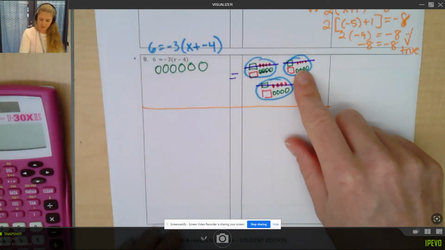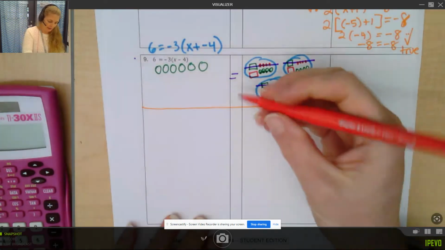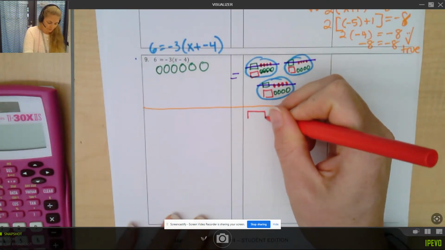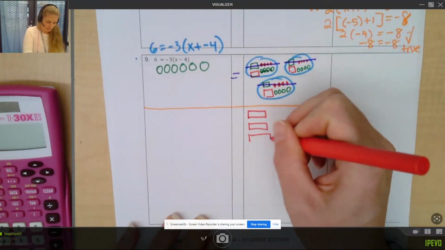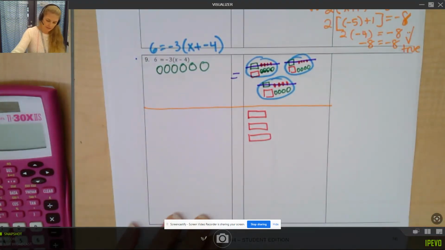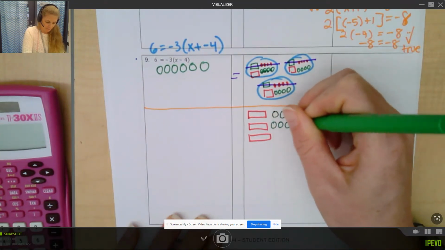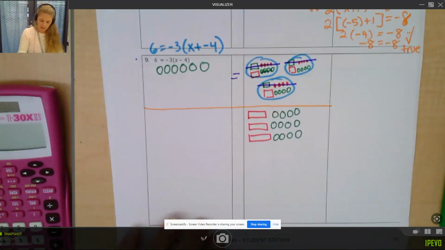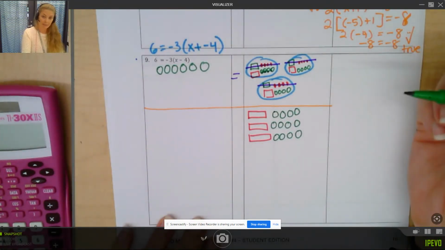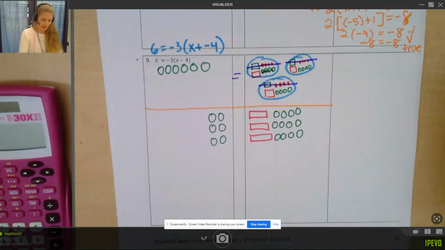We're still going to have these 3 groups, so I'm going to stack them into their 3 groups. So we're going to have a group of these negative x's and positive 1, 2, 3, 4, 1, 2, 3, 4, 1, 2, 3, 4. And over here, we're going to have the 6 positives, but of course, I'm going to make them look like they are in groups.